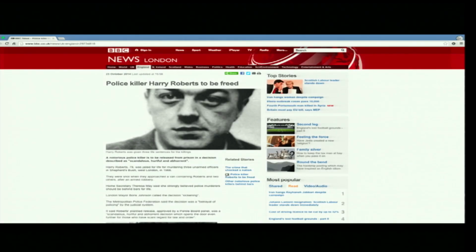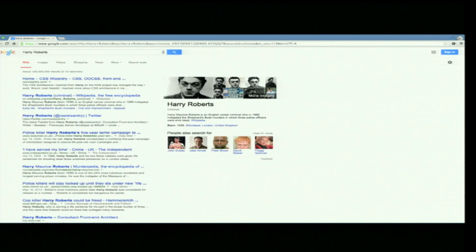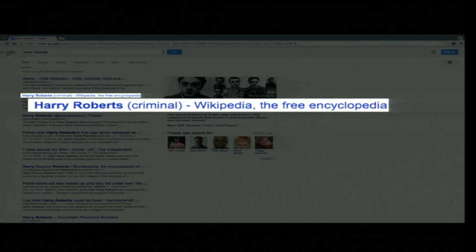Before we get too far into the nitty-gritty though, I've got something I need to get off my chest. You may have seen this in the news recently. Yeah, I share my name with a serial killer, which completely sucks. I learned this when I was quite young. If you actually Google my name, the second result is Harry Roberts, a criminal, the Wikipedia page, so that's bad enough, right? I lived with that for a few years.